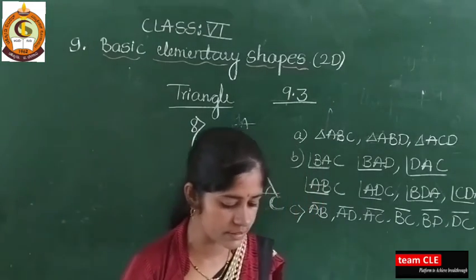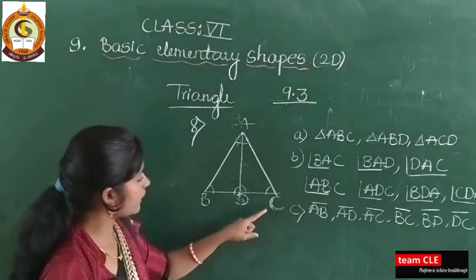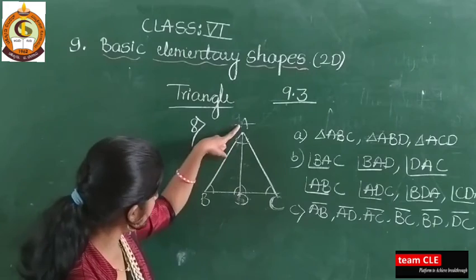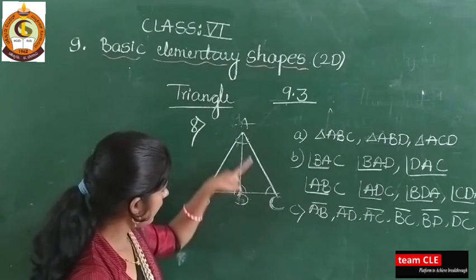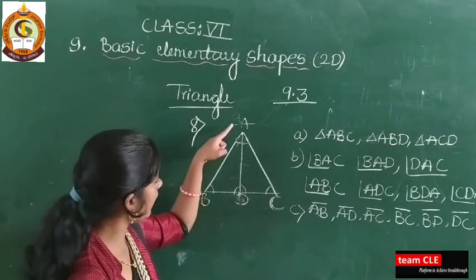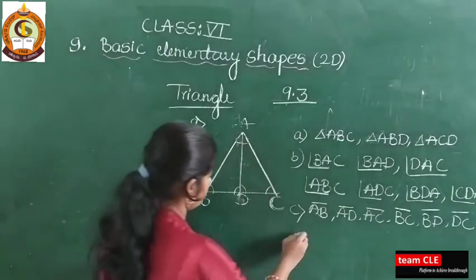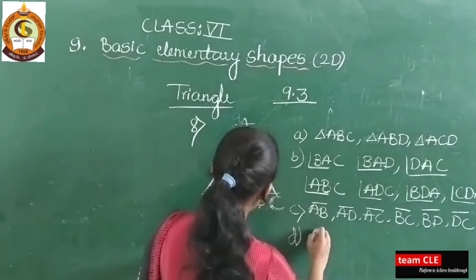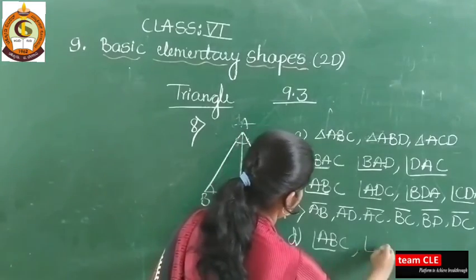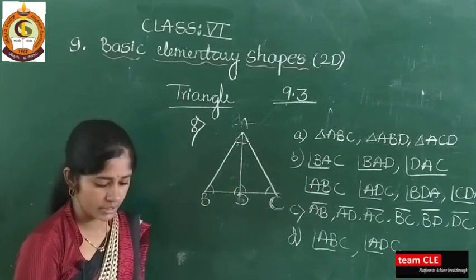Which 2 triangles have angle C as common? That is triangle ABC, and one more is triangle ADC. See here, they have a common angle, that is angle C in ABC and ADC. So this type of examples you have to solve.